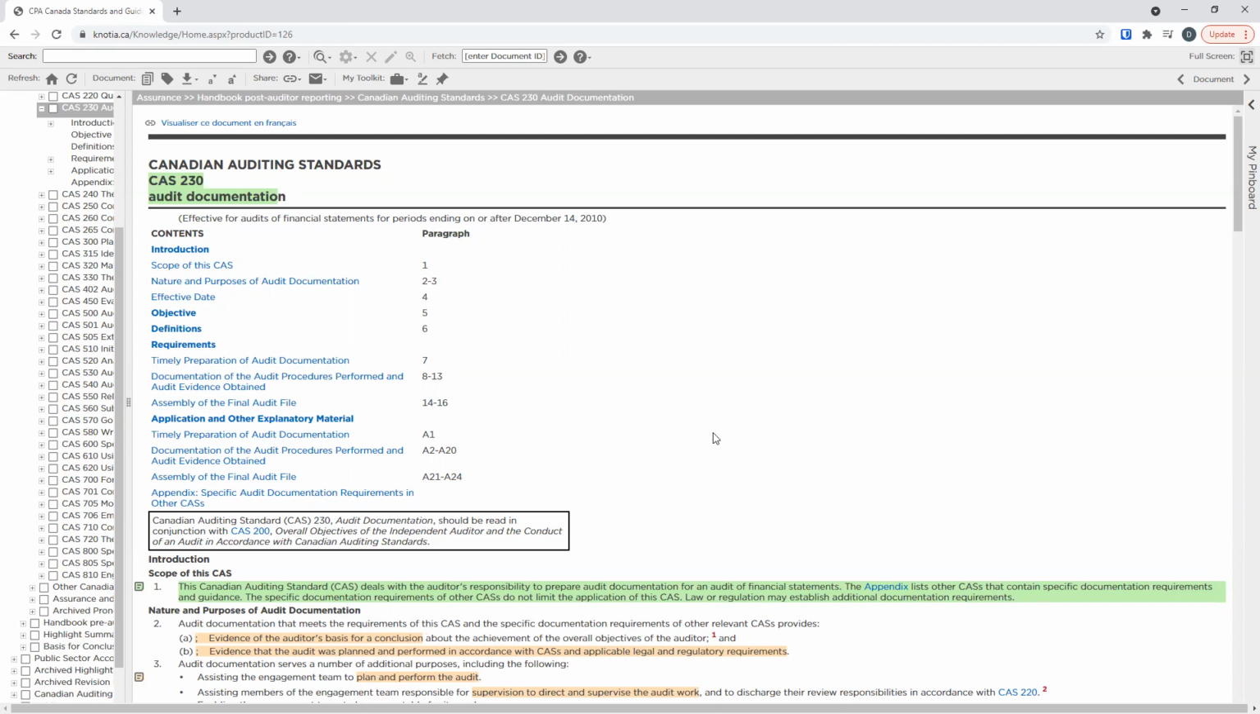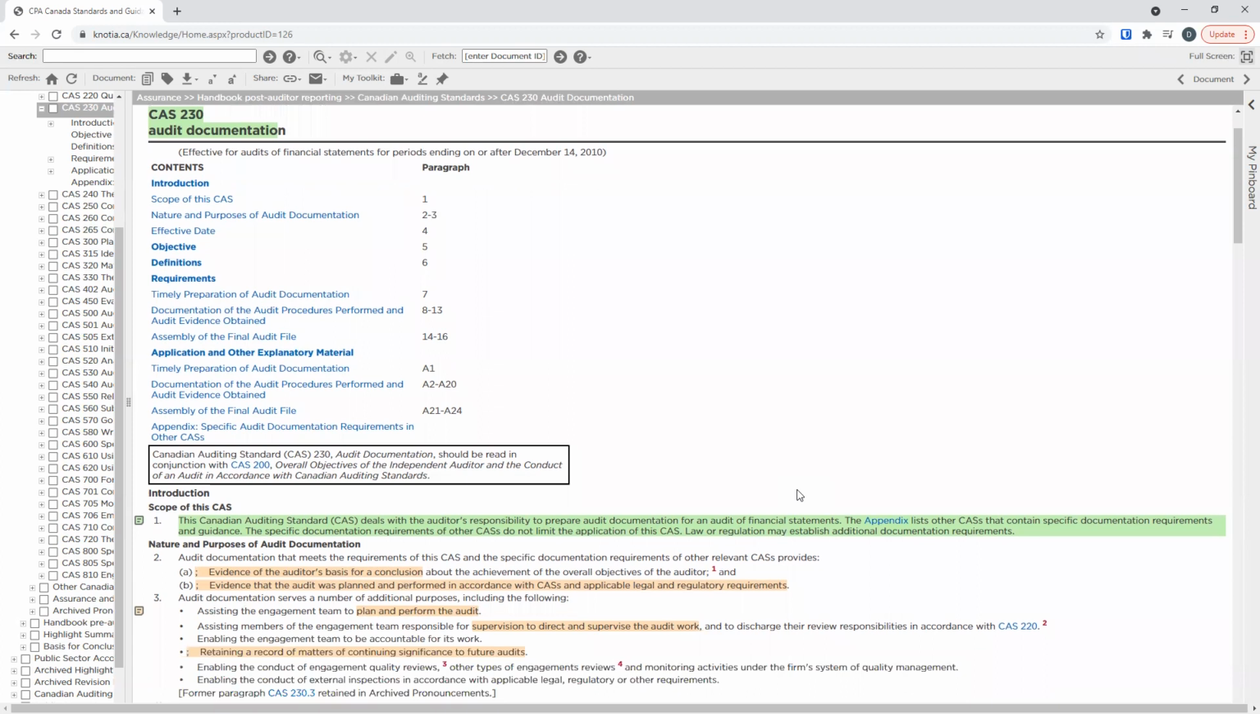So moving on to our CAS for today, 230 audit documentation. Now, if you have experience working in an audit firm and you have worked on audits, then this is a very simple standard to understand. What we do usually in our audit processes is just understanding why things are necessary and what the significance of collecting the documentation is. That is what this standard talks about.